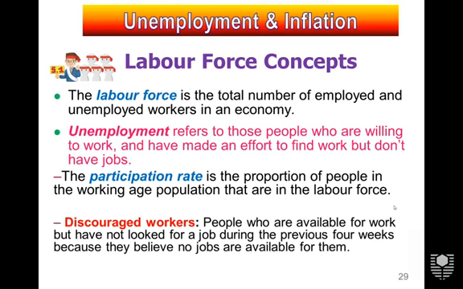Unemployment refers to those people who are willing to work and have made an effort to find work but don't have jobs. So an unemployed person is someone who is willing to work and has been looking for work but cannot find work. Participation rate, another term, is the proportion of people in the working age population that are in the labor force. Working age population would be from say 15 until 60, 65, 70, based on what country we are talking about. Discouraged workers are those workers who want to work but who believe that there is no job available, so they just surrender and don't look for a job anymore.